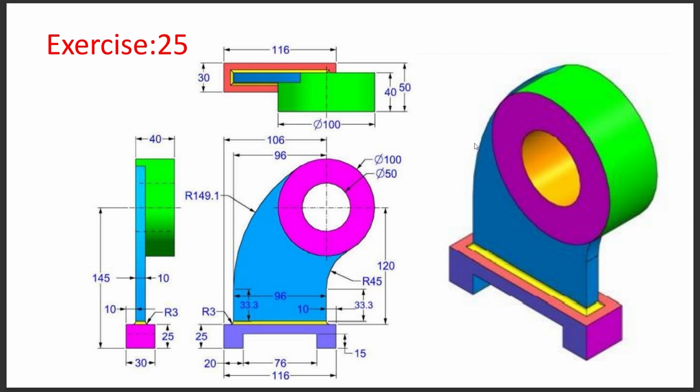Hello viewers, this is our 25th exercise and we'll be modeling this one using Autodesk Fusion 360. Here we have 4 different views. This is the front view, this is top, this is the side one, and this one is isometric. It is better to start from the front view. Initially we'll draw the front view and extrude it to different depths, right? So without wasting time, let us start our modeling using Autodesk Fusion 360.